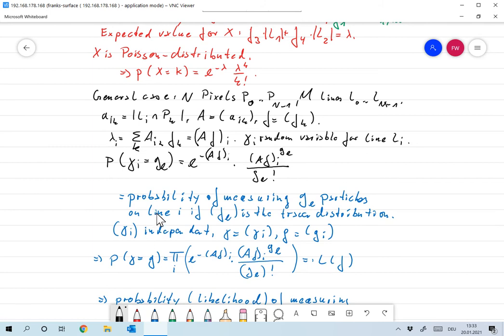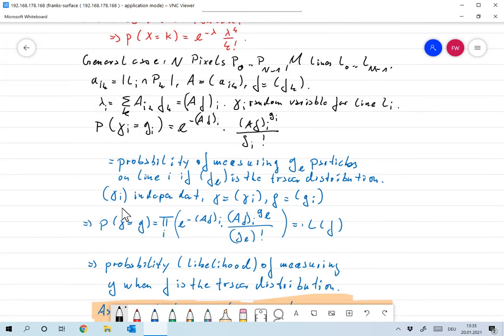Okay, now, what we have here is the probability of measuring g_i particles. Let me just correct that. That's the probability of measuring g_i particles on the line li, provided that f is the true tracer distribution, right? So that's giving us this probability, and that should be a g_i, I'm sorry.